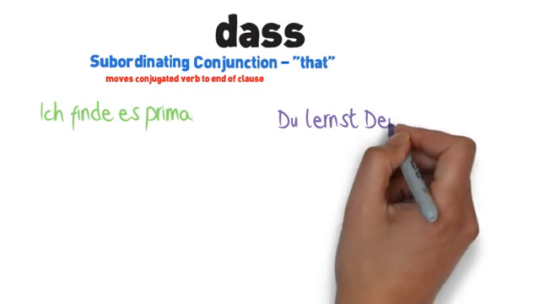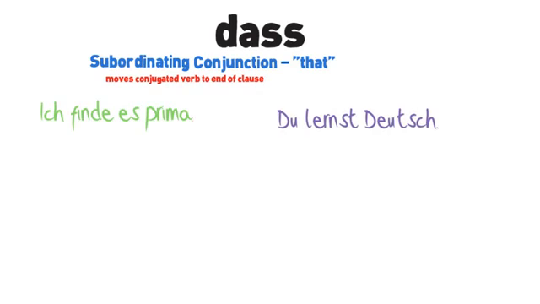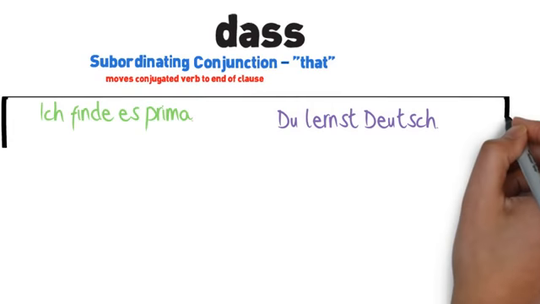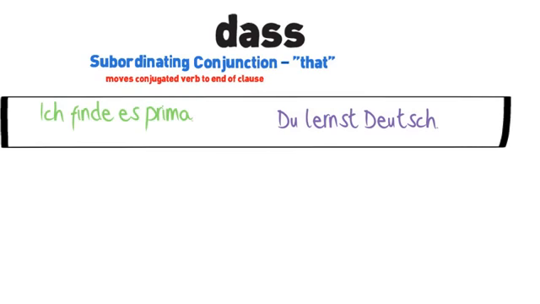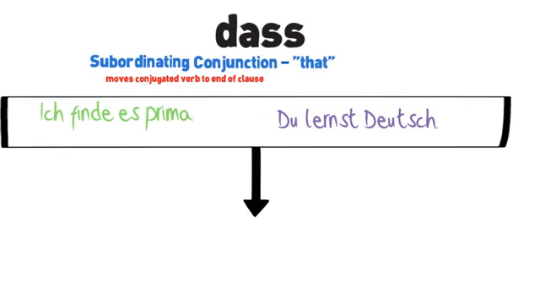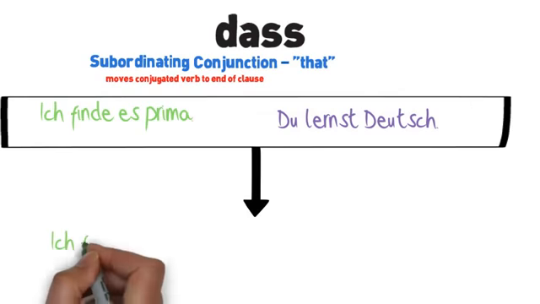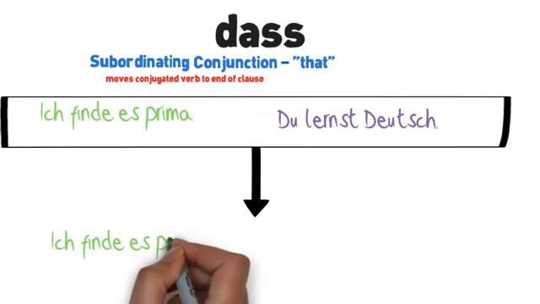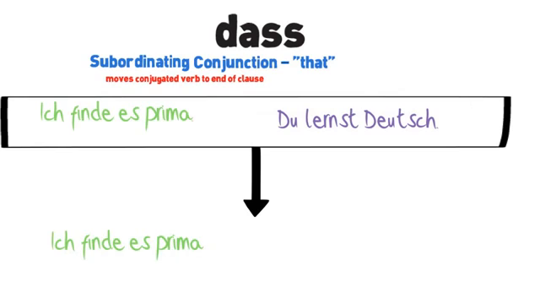So let's say I had two clauses. Ich finde es prima. Du lernst Deutsch. I want to connect these with dass to make the new compound sentence, I think it's great that you're learning German. To do this, I can keep that first phrase intact, exactly as written, but I'll need a comma at the end of it instead of a period. Now we'll use dass as our conjunction, the piece that connects the two phrases and gives the new sentence a modified combined meaning.